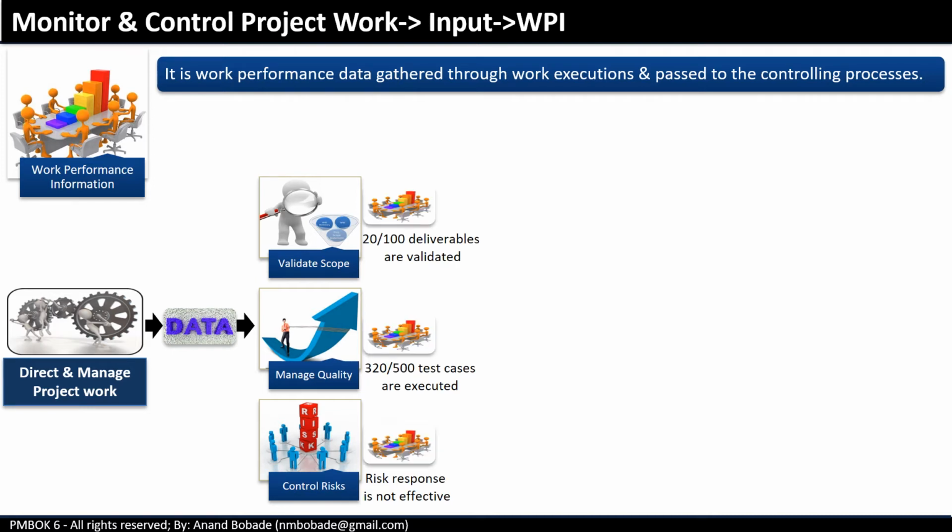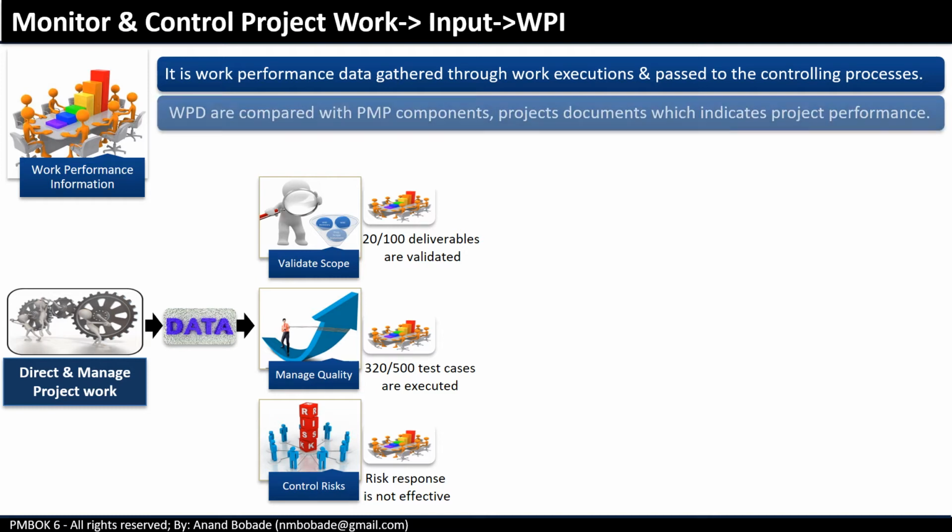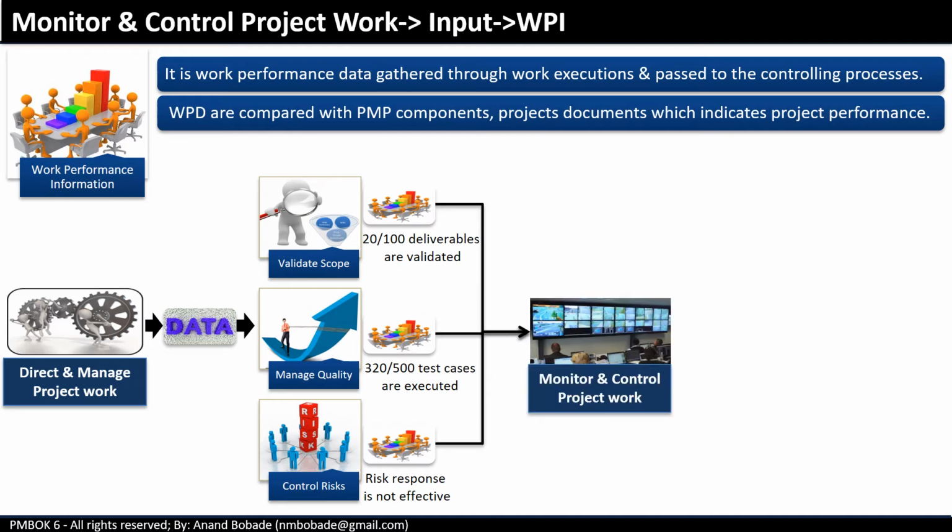In this case, 20 out of 100 deliverables are completed, or 320 out of 500 test cases are executed. So this is work performance information. It makes certain sense. You can understand, yes, out of 500 test cases, 320 test cases are executed. So what have we done? We have analyzed work performance data in certain contexts. Now this work performance information is passed on to the monitor and control project work process, which provides a sound foundation for project decisions.